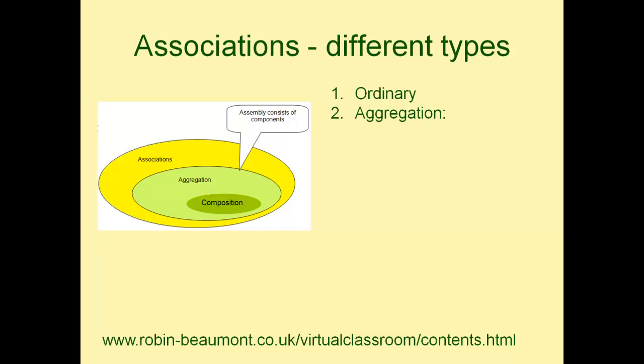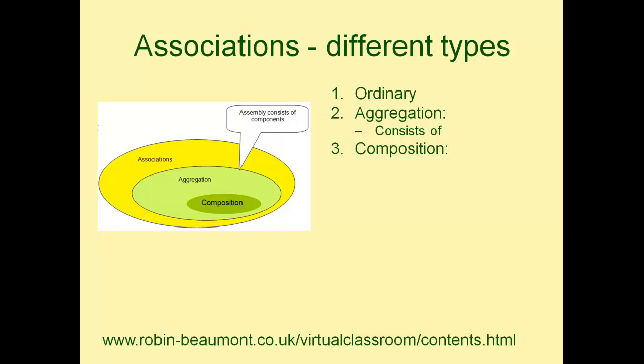Then you have an additionally complicated type of association called an aggregation, and with aggregations you have what's known as the assembly and component class. So the component and assembly make up the aggregation relationship, the association. So an aggregation can be thought of as a consists of type relationship.